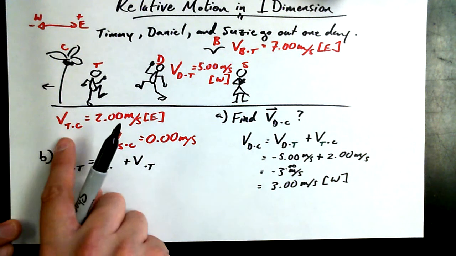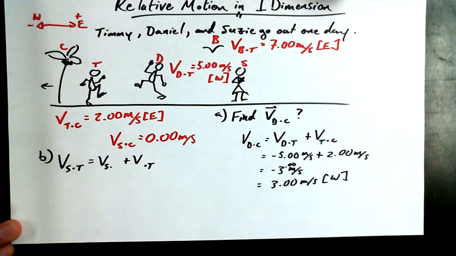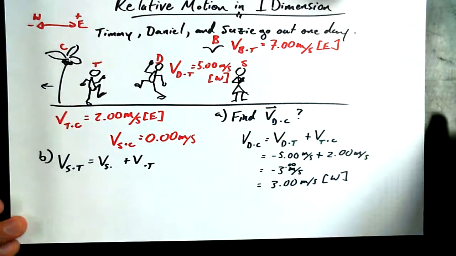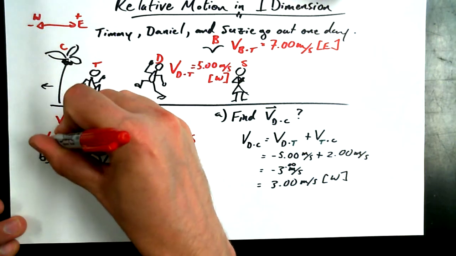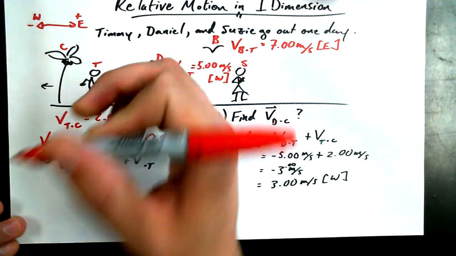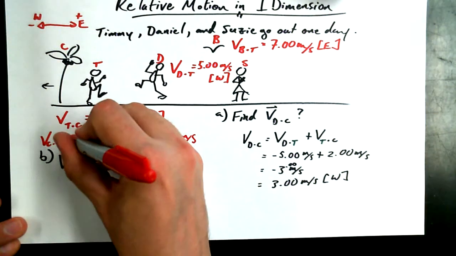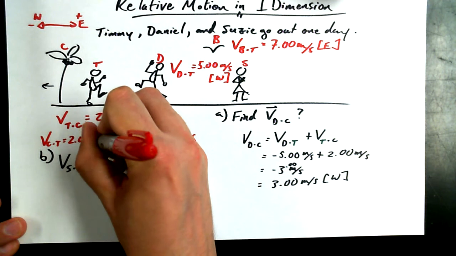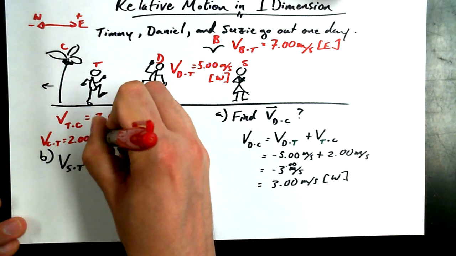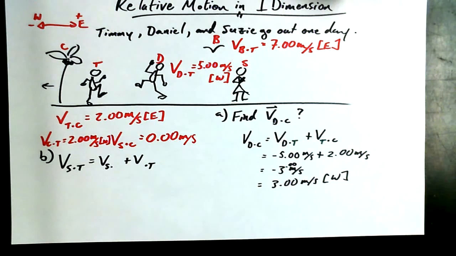So instead of writing velocity of Timmy with respect to the coconut tree as 2 meters per second, I could write, and it's equally valid, I'll write it in red actually, the velocity of the coconut tree, notice I've reversed the order of the subscripts, the velocity of the coconut tree with respect to Timmy is 2 meters per second west. Perfectly valid from a specific perspective, the perspective where we're considering motion with respect to Timmy. And that's not so bad either.